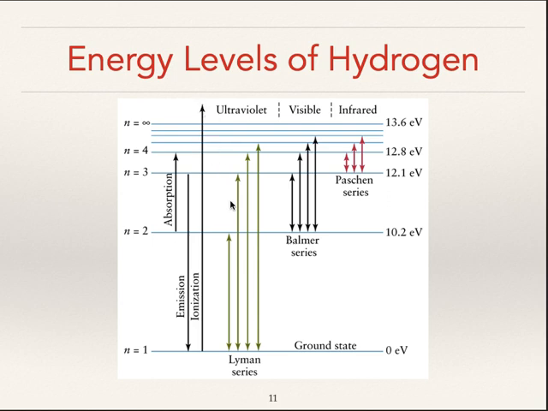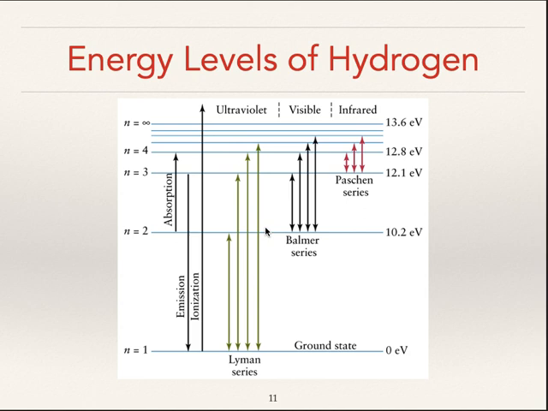So what you're looking at here are a series of, we're not going to get into this very much. You don't have to know these names like Paschen, Balmer, and Lyman. These are people who discovered these transitions about 100 years ago. But you don't have to know what they are.